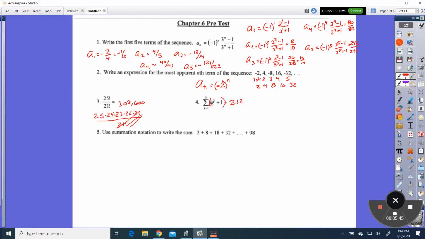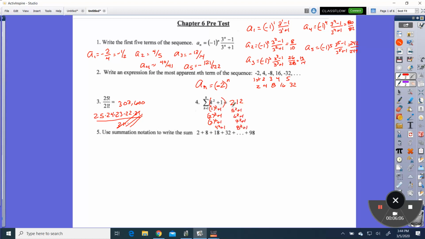The long way is to plug in 1 for K, plug in 2 for K, plug in 3 for K, 4 in for K, 5 in for K, 6 in for K, 7 in for K, and 8 in for K.